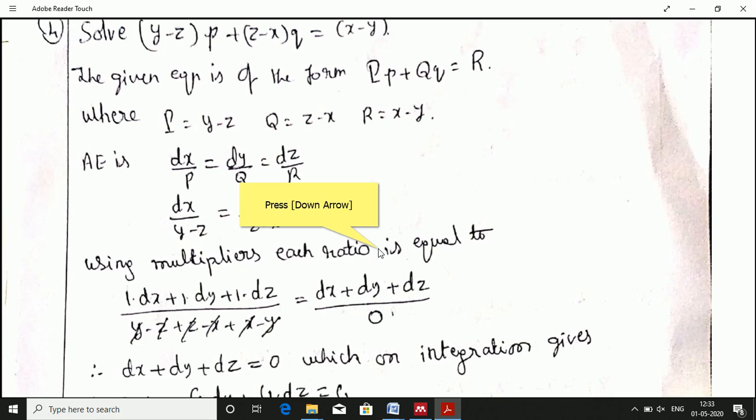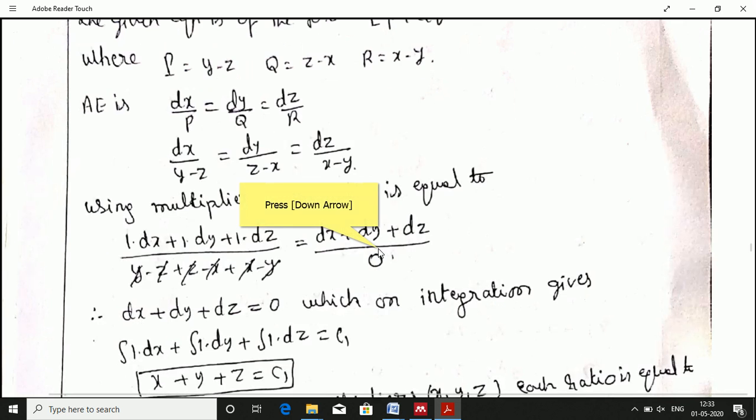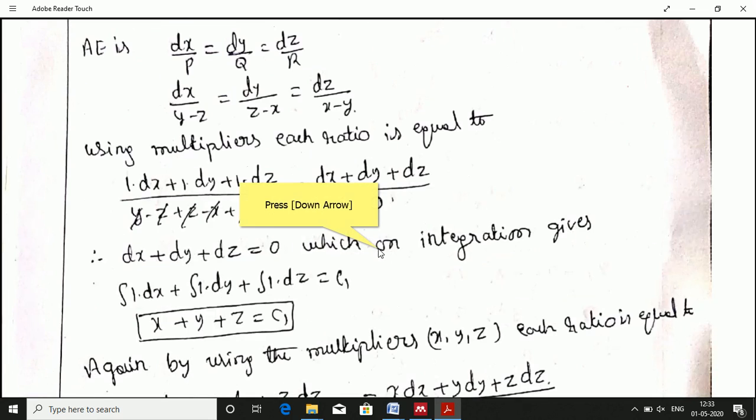By choosing the multipliers 1, 1, 1, each ratio is equal to 1 into dx plus 1 into dy plus 1 into dz divided by 1 into y minus z plus 1 into z minus x plus 1 into x minus y. In the denominator, minus y plus y minus z plus z minus x plus x gets cancelled. dx plus dy plus dz is proportional to 0. So, therefore, dx plus dy plus dz is equal to 0, which is integrable. On integration, x plus y plus z is equal to c1.